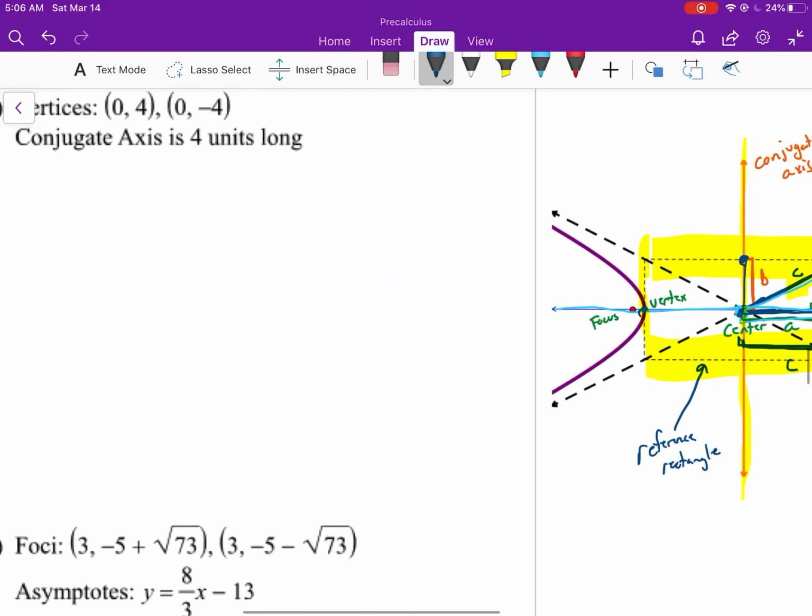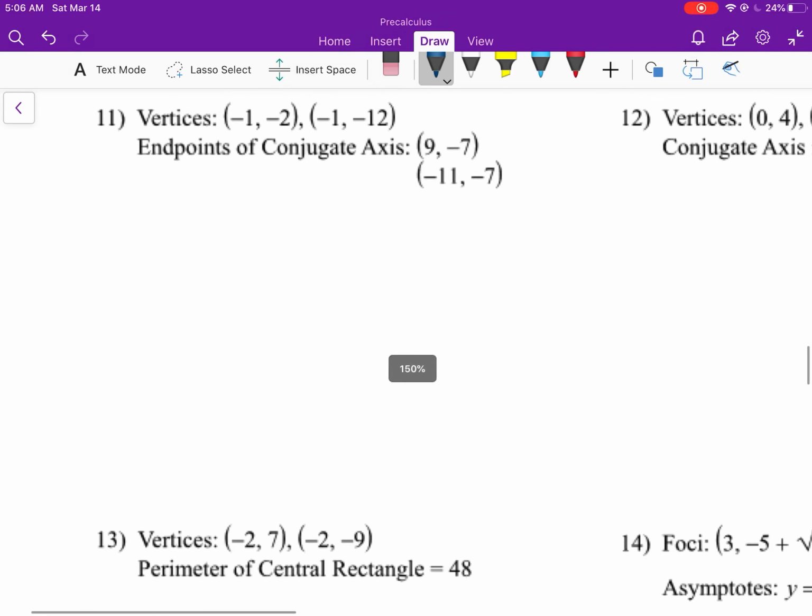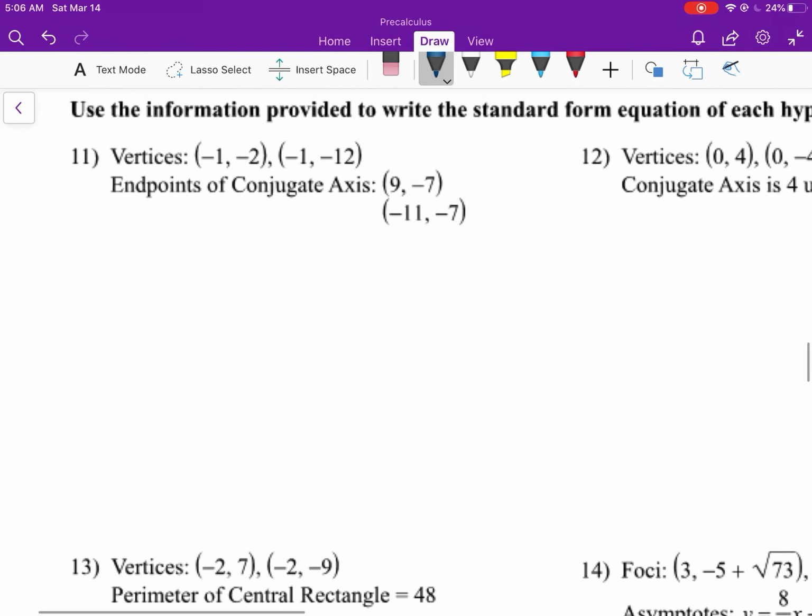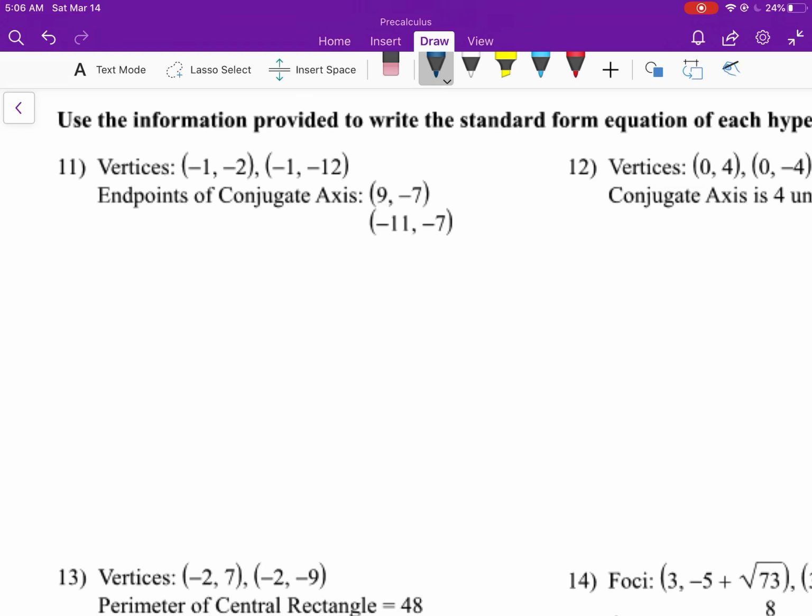So let's go ahead and look at some of these examples. In the first one, the vertices of the hyperbola are (-1, -2) and (-1, -12). Once again, just like the ellipse, we are going to start with just this equation of a hyperbola. Now we can't fill this out with x and y quite yet, because we don't know if it's a vertical or horizontal facing hyperbola. So we don't put that in there quite yet, but these are the things we want to fill out.